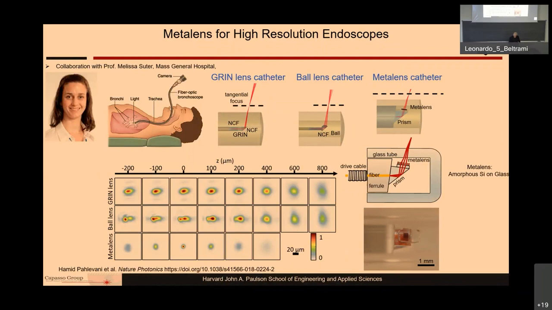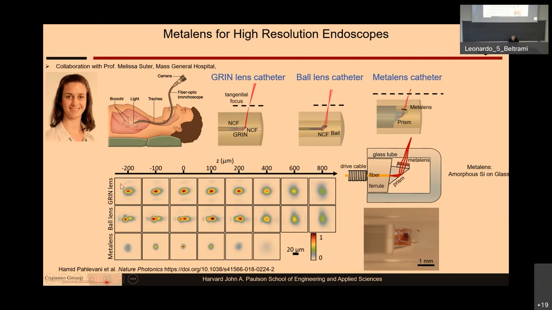I remember that I was quite excited when Professor Suter called me. She works at the Mass General, and she said, Federico, we have an application for you. We are trying to make this bronchoscope to look at bronchial cancer. This is like a periscope that you put down. The optical technique is optical coherence tomography, which I won't explain here, would take about 10 minutes, although it's well established. And so they mounted their commercial lenses.